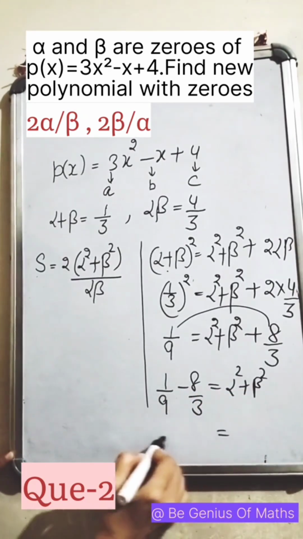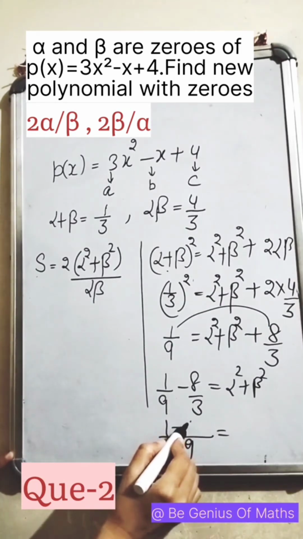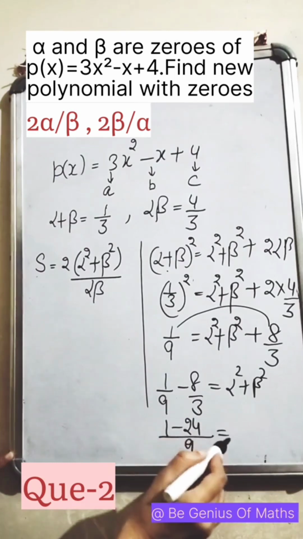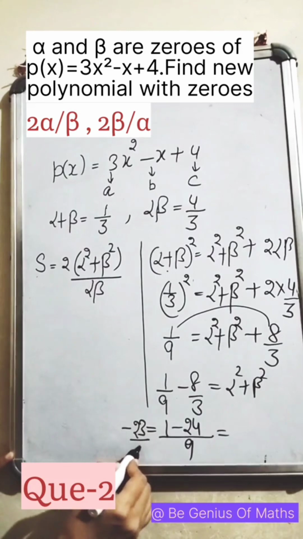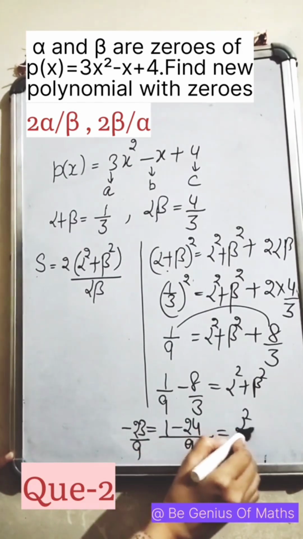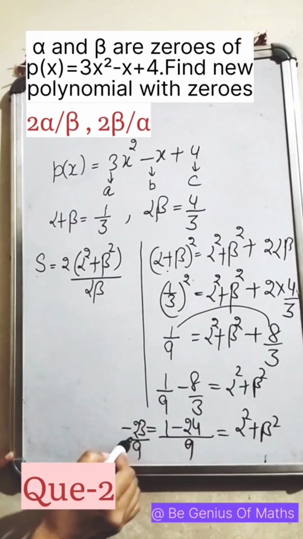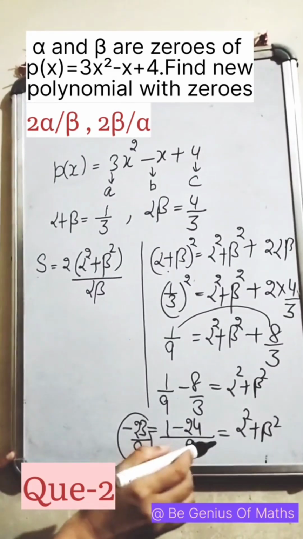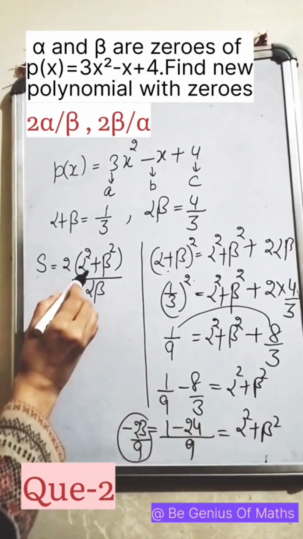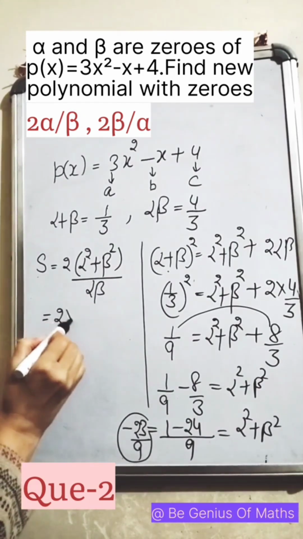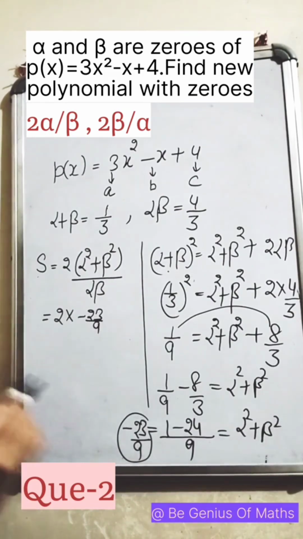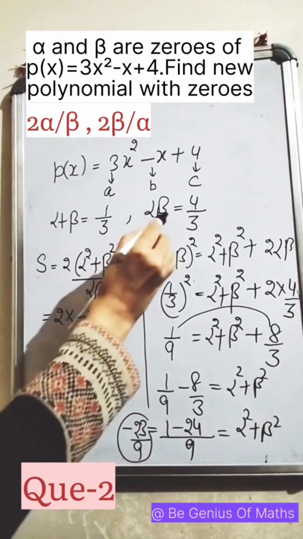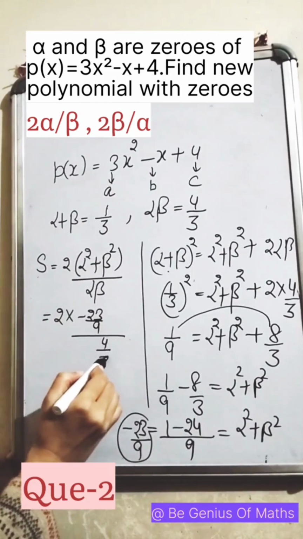Now by taking LCM 9, 1 by 3 divided, 3 multiplied by 8, 3 eights are 24. Now subtract, so what comes? 23. The greater sign is 24, so the sign of the greater will be taken, so -23. So the value of alpha square plus beta square is -23 by 9. We use this value to find the new sum of new zeros. Put the values of alpha square plus beta square and also the value of alpha into beta.